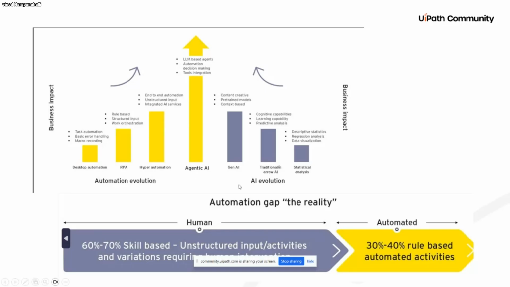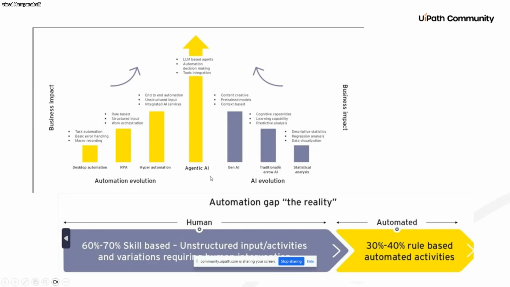And when it comes to the AI evolution, we used to do statistical analysis and regression analysis before, and later on the cognitive capabilities came into place. In traditional AI, predictive analysis started coming into place, and everyone knows about Gen AI, right? It is context-based, it creates content, it uses LLM models, and it uses prompts. So those things are in place. Including both, the business impact is more on agentic AI, right?